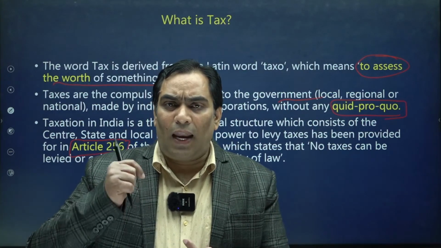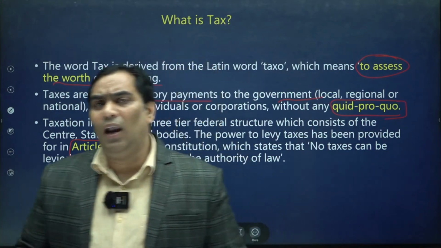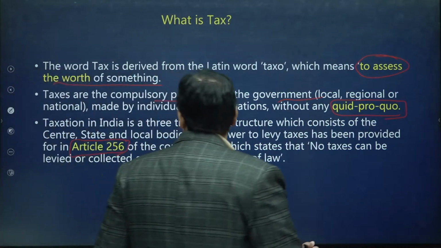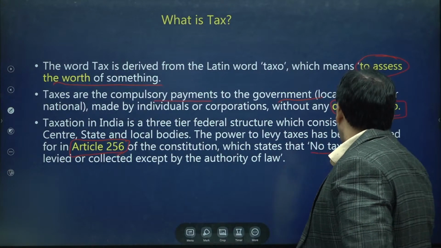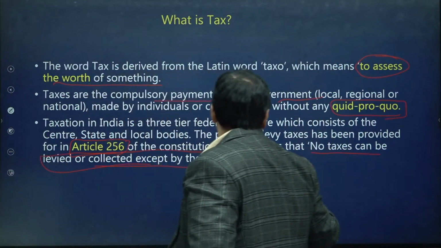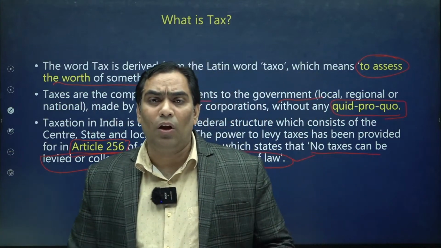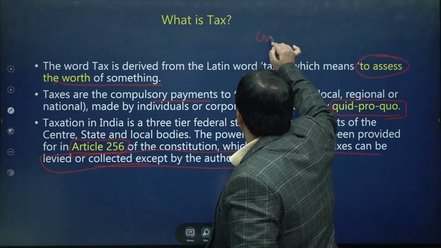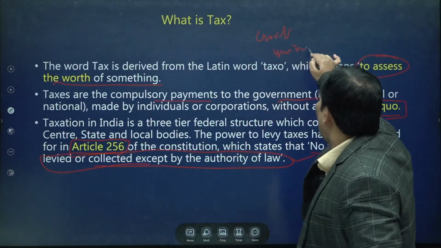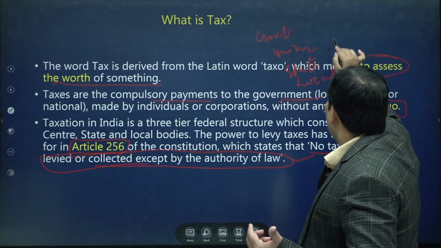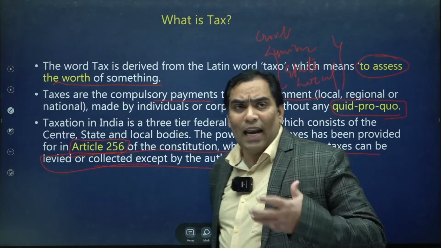So the provision for taxes in the Indian Constitution is under Article 256, and this article says that there should be no tax without representation. It says that no tax can be levied or collected except by the authority of law. That means only the authority can levy taxes, and who is the authority? The government, be it the union government, the state government, or the local government. All three tiers of government are entitled to levy tax.